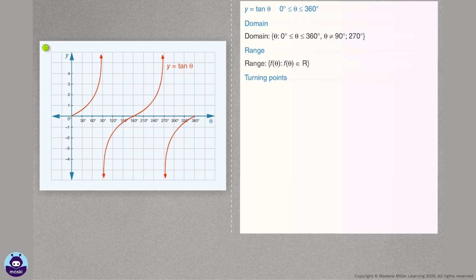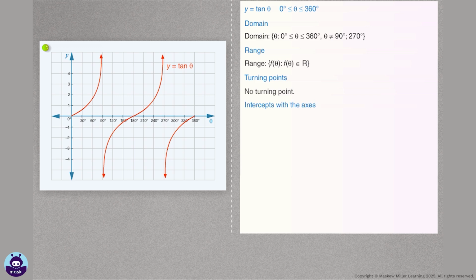Turning points. The graph of a function turns at a turning point. Here, the graph of y equals tan theta is unbounded on both sides. Hence there are no turning points. Note that at theta equals 90 degrees and theta equals 270 degrees, the function is undefined. Therefore they cannot be called turning points.